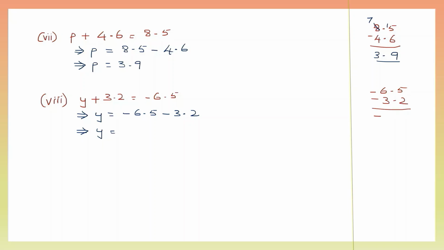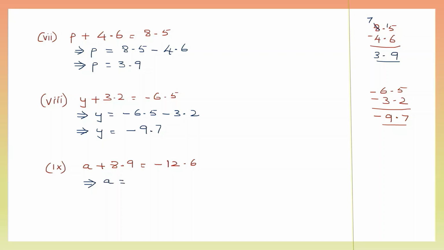So we're going to add this. 5 plus 2 is 7. 6 plus 3 is 9. So here we get minus 9.7. Question 9. A plus 8.9 equals minus 12.6. So let's find the value of A.